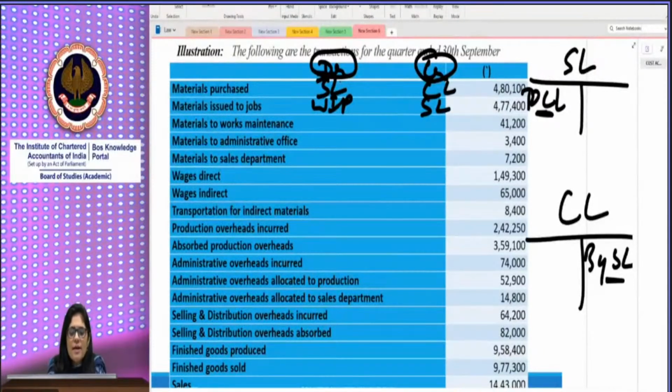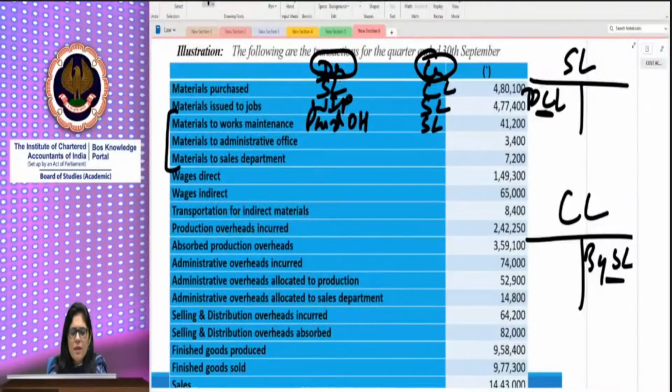Material to works maintenance. Works maintenance means works which overhead? Factory, production, works, manufacturing, they all are same. So works means production overhead account, production overhead debit and SL credit. So it's just an internal transfer. It's an internal transfer to all the three.